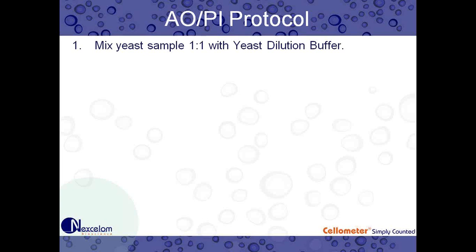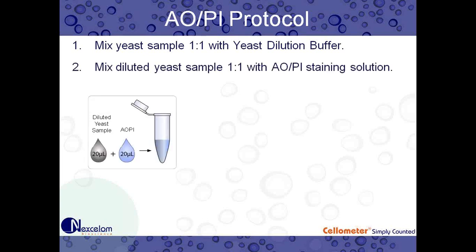So the AOPI protocol for yeast using our ViaStain kit. So we have what's called a dilution buffer. Okay, and this is what facilitates the acridine orange, which stains your live cells. It facilitates binding of that to your live cells. So we first take our yeast sample. We mix at a 1-to-1 ratio, so 20 microliters with 20 microliters of the yeast dilution buffer.